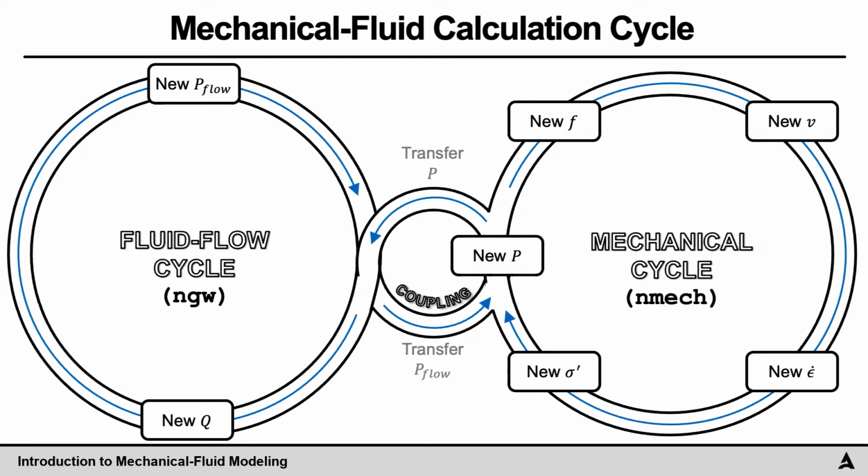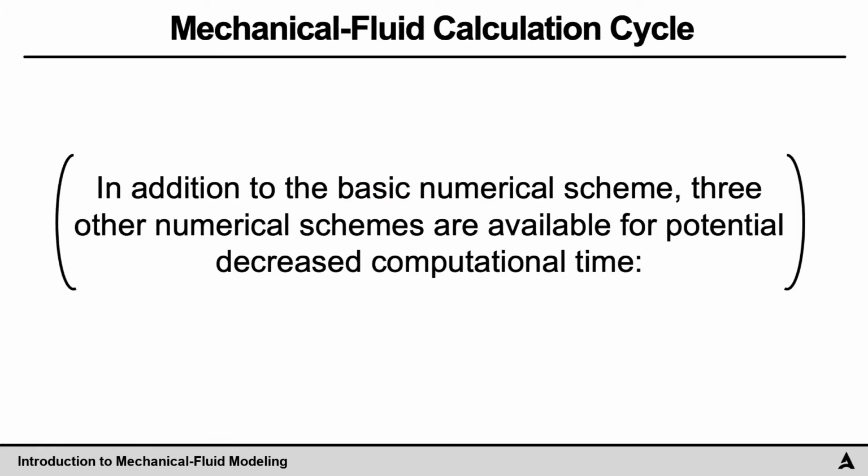One item that we can control is the number of mechanical cycles for a fluid flow cycle or the number of fluid flow cycles for a mechanical cycle. That would be with NMEC and NGW. So that would be the number of solution steps that we're going to conduct for each, which may be important depending on the type of process, whether or not we have significant changes in the mechanical process or the fluid flow process. So there's this coupling.